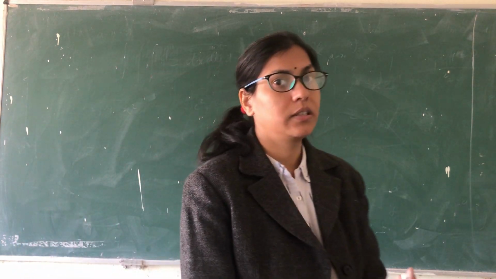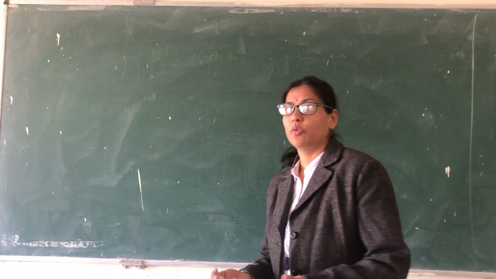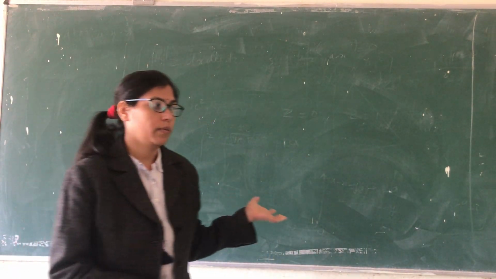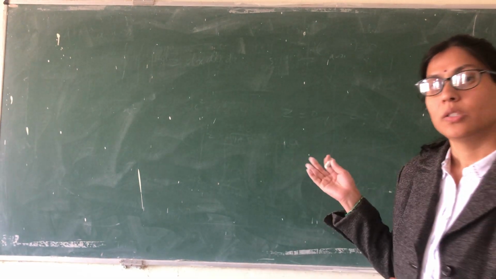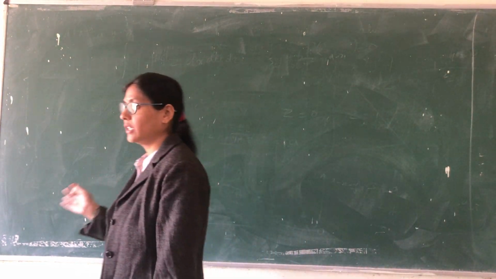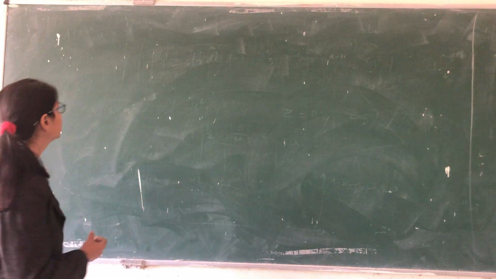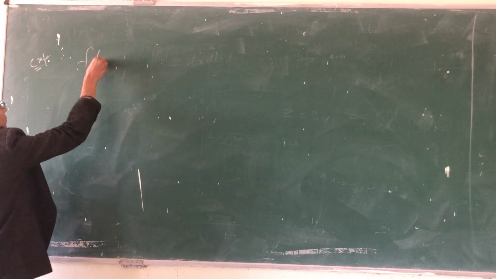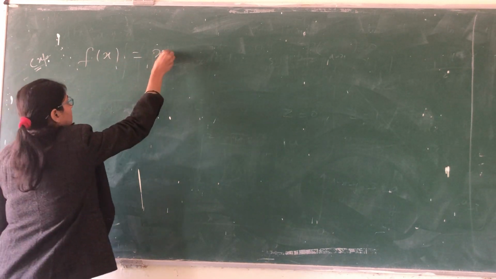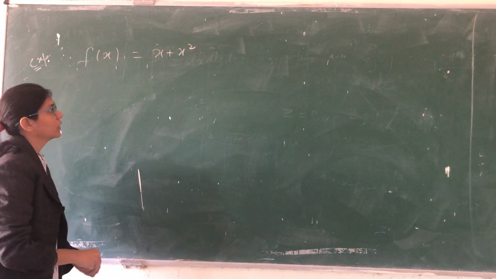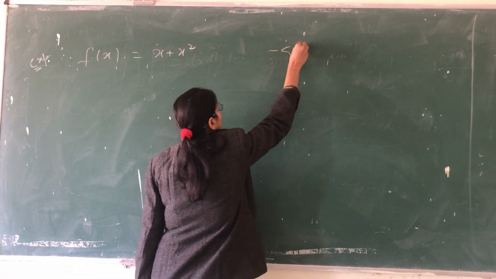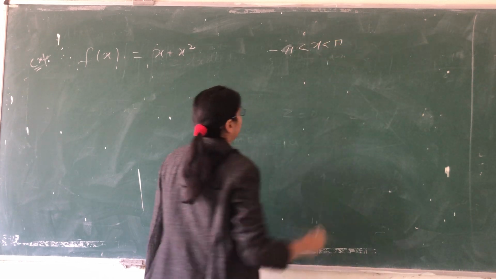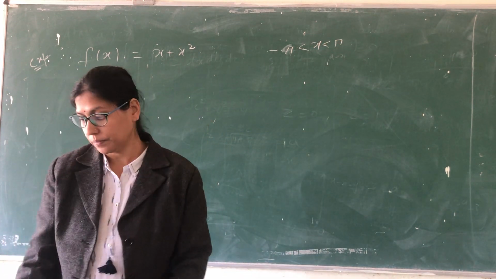In the last lecture, we studied the Fourier series and how to find the coefficients a0, an and bn. Now we take an example to show how we can represent a function in the form of a Fourier series. Let's take the example that the function f of x is x plus x square in the interval x belongs to minus pi to pi.